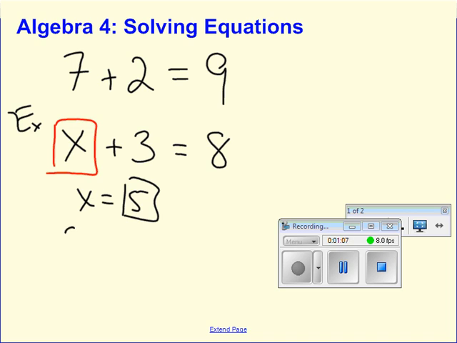So I replace x with 5 plus 3 is equal to 8. So that makes this statement true. X is equal to 5 is my solution for this algebraic equation. That's one way to solve these. We can just figure out a number to make this statement true. So true, give it a check mark, great.